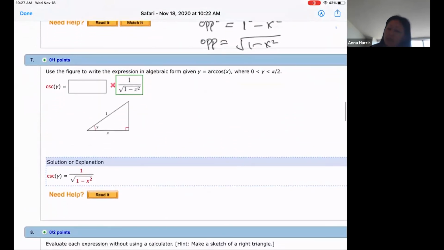Okay, same here. They were asking you to do the same thing again. So you're going to say okay, they gave you cosine again. So you got this, and we happen to know what this is equal to. This is equal to the square root of 1 minus x squared. So cosecant, what does cosecant mean? Cosecant is the same as 1 over what? Is it 1 over sine?